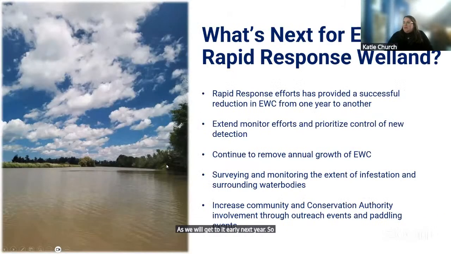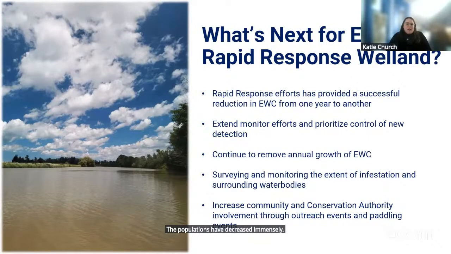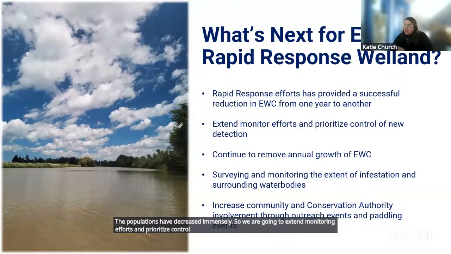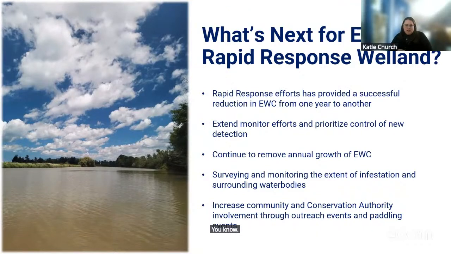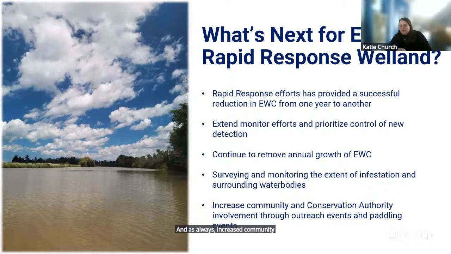So what's next? The rapid response has proven to be successful, especially in that original population. The populations have decreased immensely. So we are going to extend monitoring efforts and prioritize control of the new detection, continue to remove the original population and the new detection as well. Again, survey and monitor the known extent and survey surrounding water bodies. And as always, increase community and conservation authority involvement through outreach, like paddling events. And yeah, that is it.